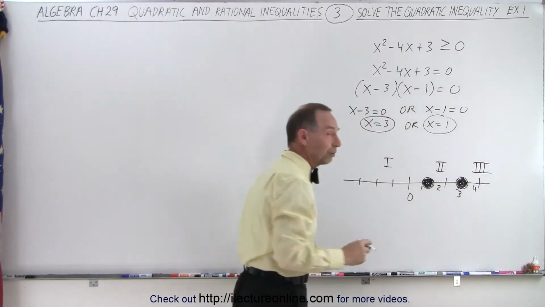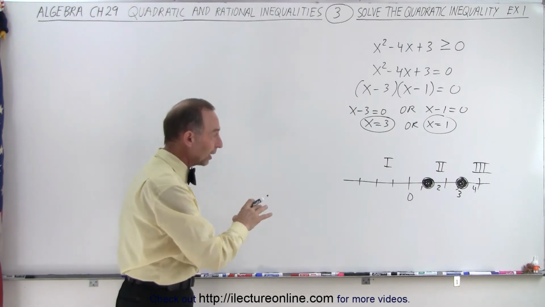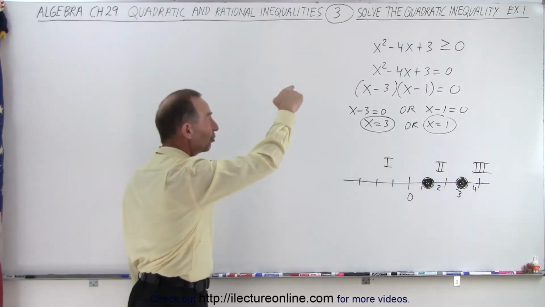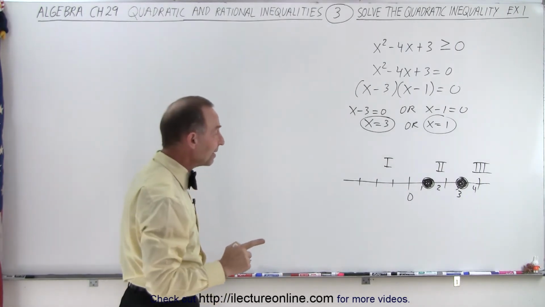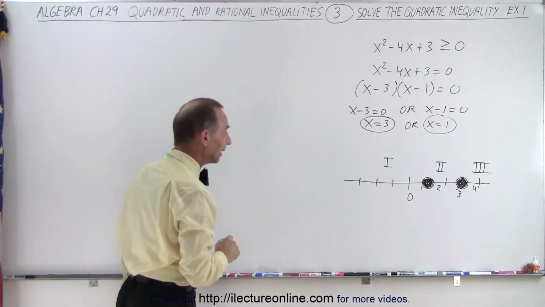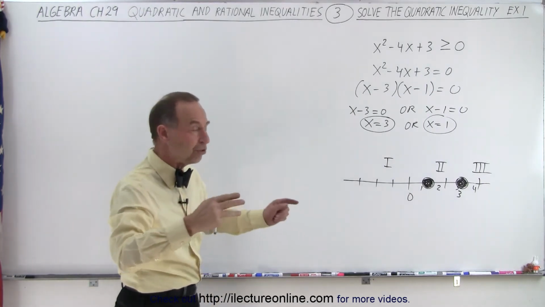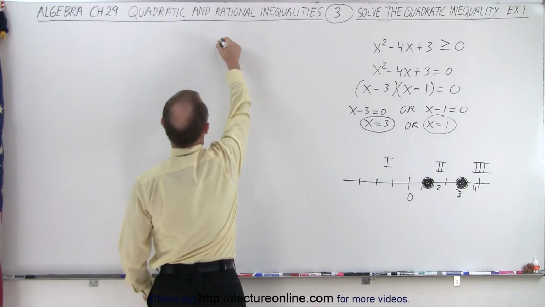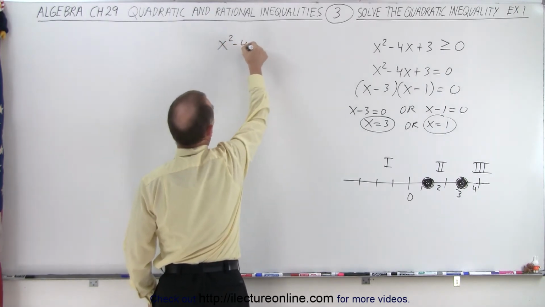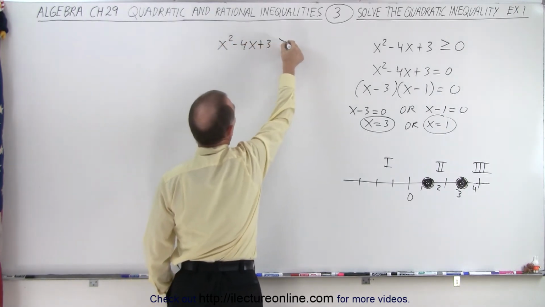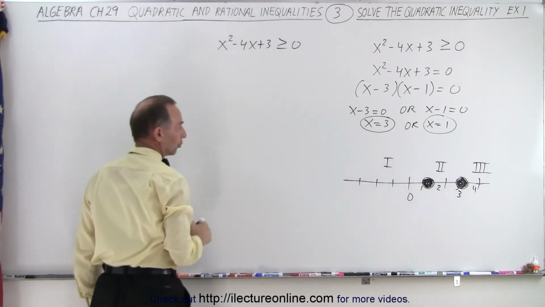So what we're going to do is pick a representative point out of each region, plug it into the original inequality, and see if it satisfies the inequality. Of course, if that one point does, then the whole region does. All right, so we started with x squared minus 4x plus 3 greater than or equal to 0. So we're going to do test points.